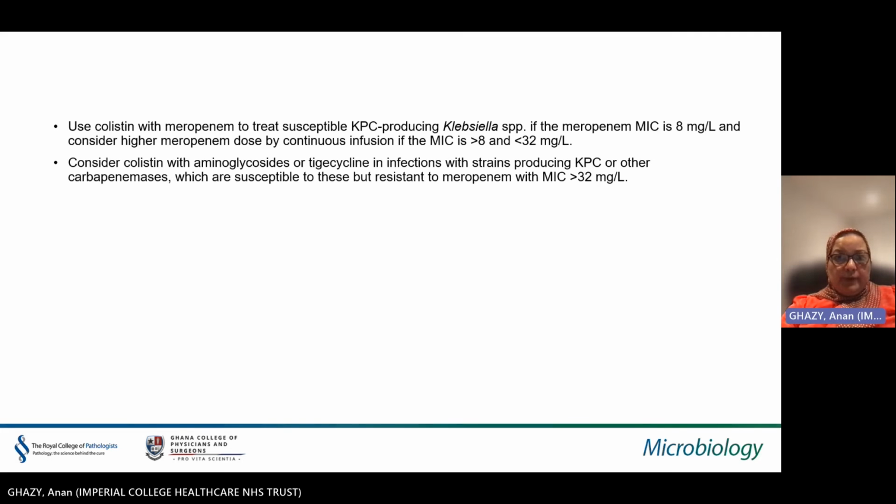Use colistin with meropenem to treat susceptible KPC-producing Klebsiella species if the meropenem MIC is 8, and consider a higher meropenem dose if the MIC is more than 8 and less than 32. Consider colistin with an aminoglycoside or tigecycline in patients with strains producing KPC or other carbapenemase, which are susceptible to these but resistant to meropenem with MIC more than 32.